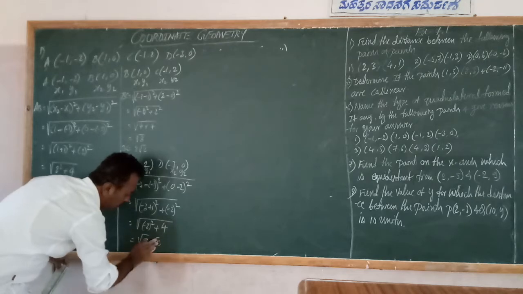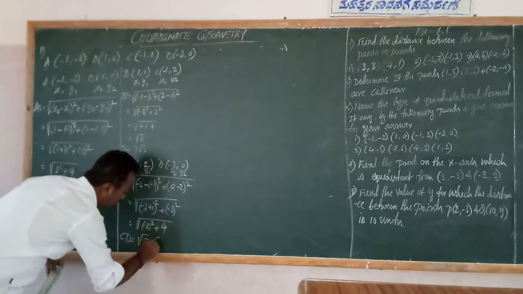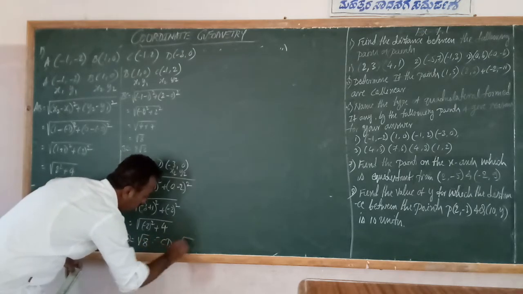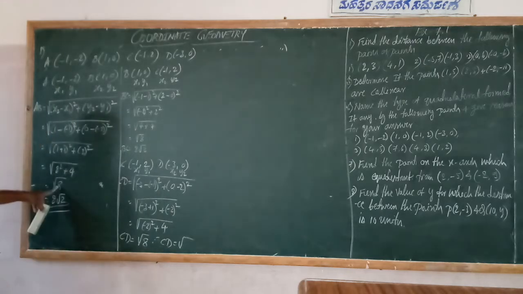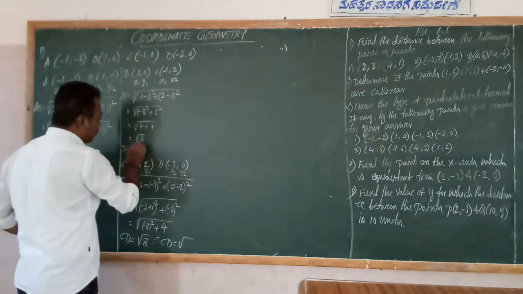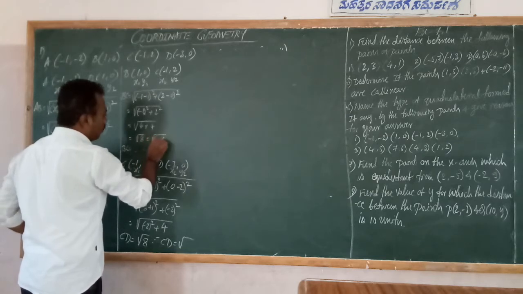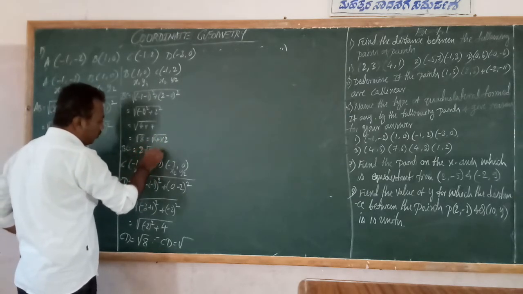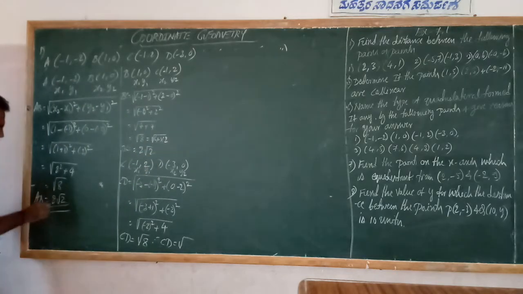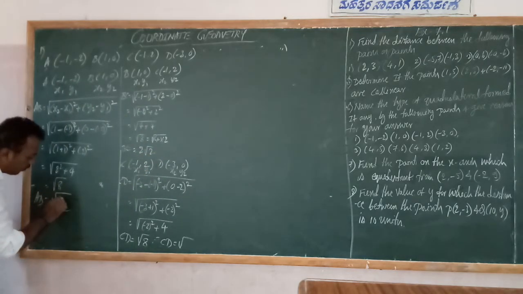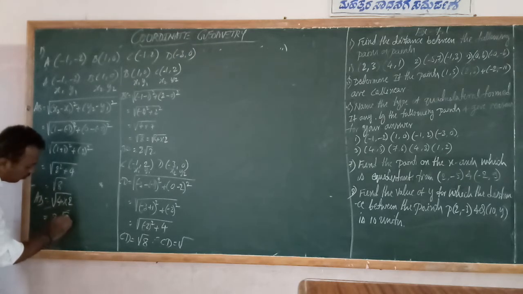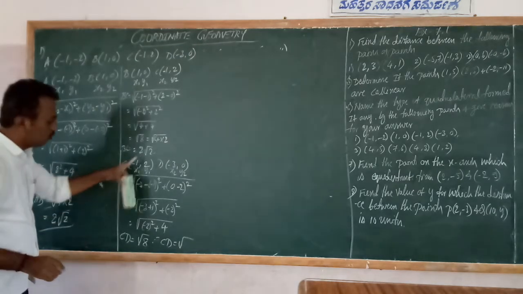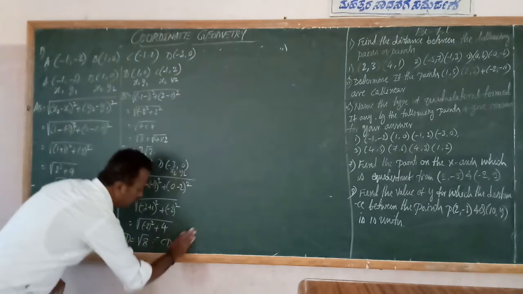Therefore CD is equal to root 8, which can be written again as 2 root 2. How does it become 2 root 2? Very simple, students: root 8 can be written as root of 4 into 2, and the square root of 4 is 2, so 2 root 2. Understood? Like that, the root 8 in BC also becomes 2 root 2, and this is also 2 root 2.